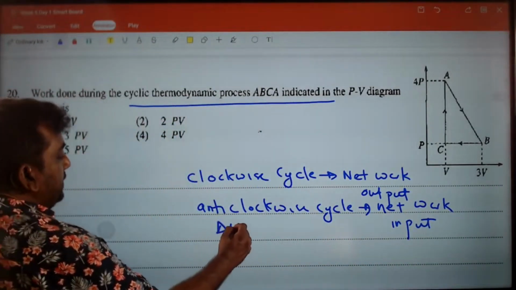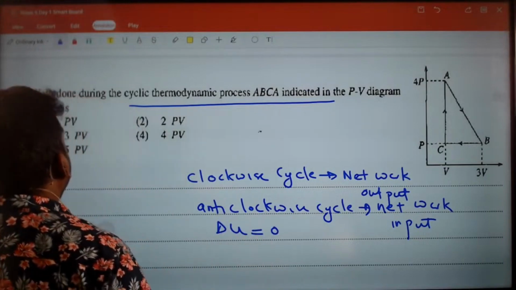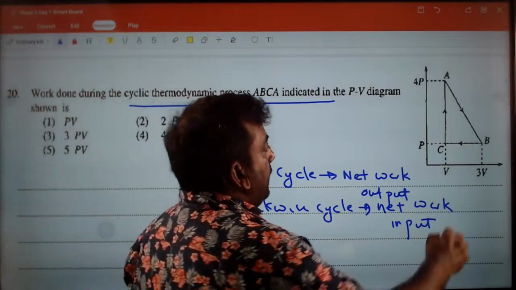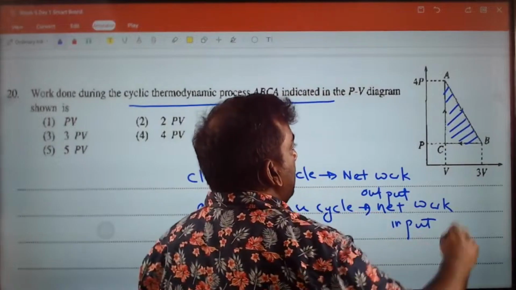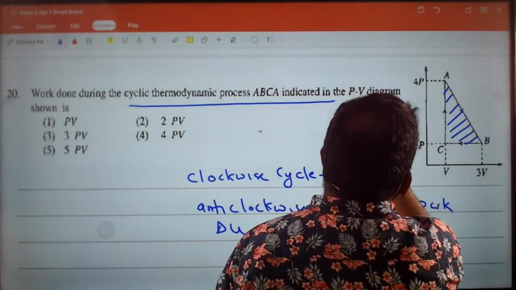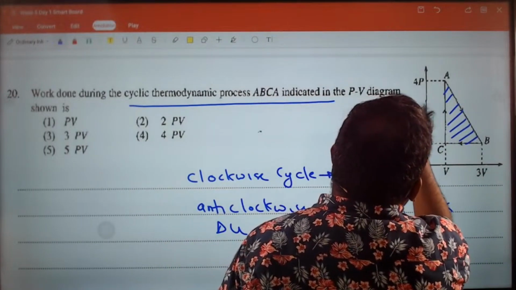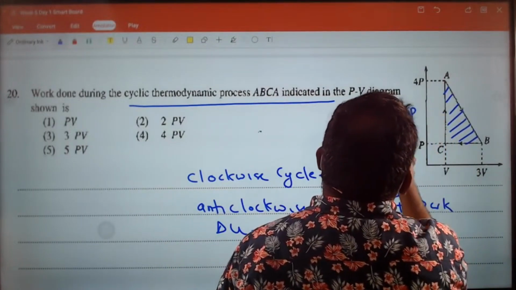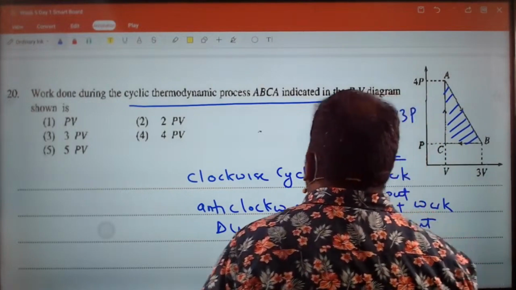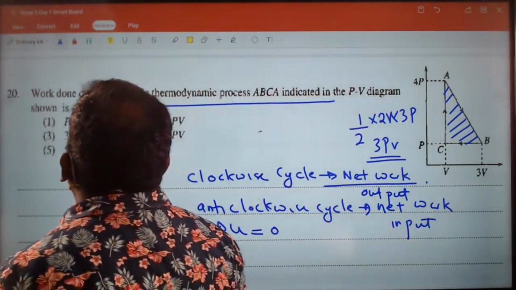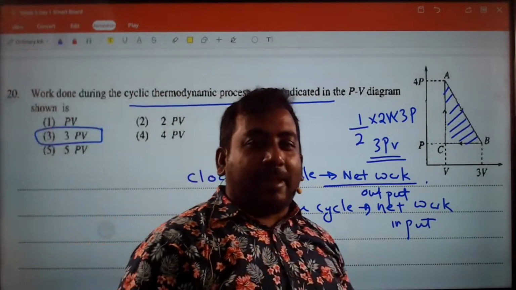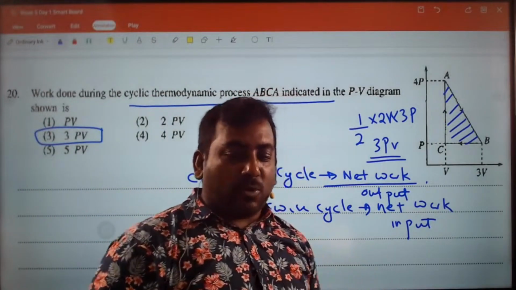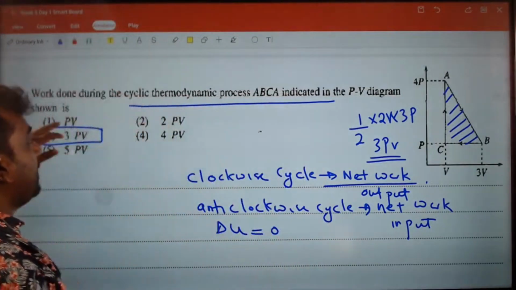Internal energy change in a cyclic process is what? 0. Right. Work done here is the area inside the cycle. So for a clockwise cycle, net work output is half base into height, 3 PV. 3 PV is answer number 3. Okay? So there you go, the MCQs. Now you are experienced. The experience is making you do this much more quickly and easily. Clear?